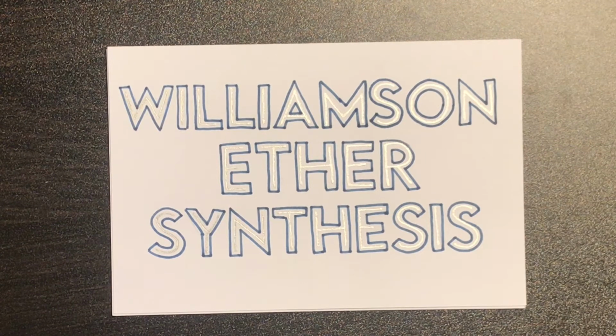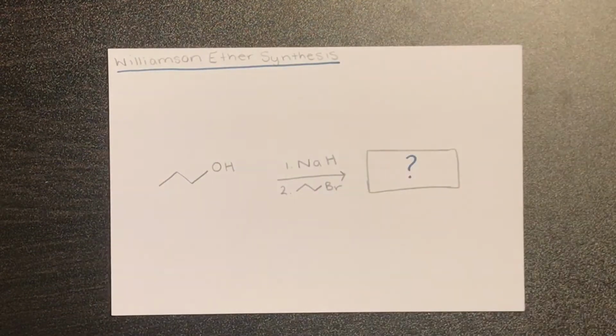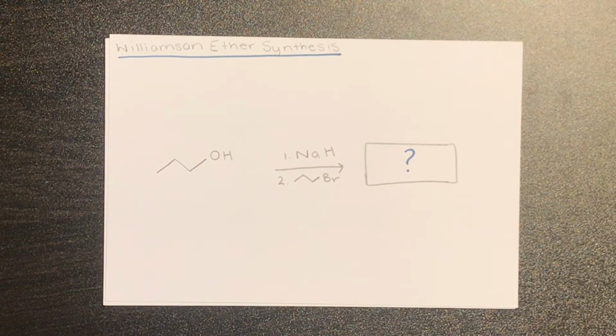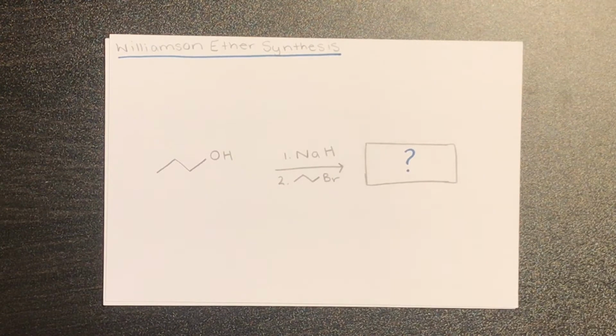Now that we know what an ether is, we can learn how to synthesize one. The way I will show you how to synthesize an ether is through Williamson ether synthesis. We start with an alcohol, and since this is an acid-base reaction, we deprotonate it with a base. A common base used in Williamson ether synthesis is sodium hydride, or NaH, because it is a strong base.